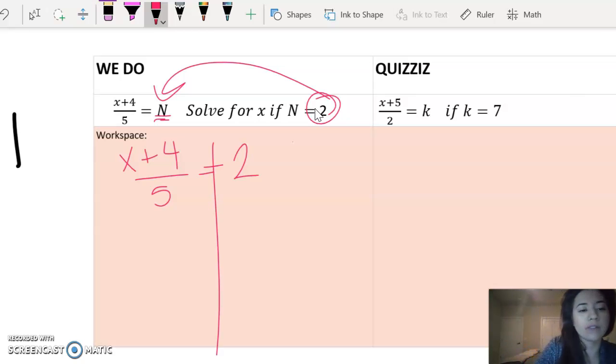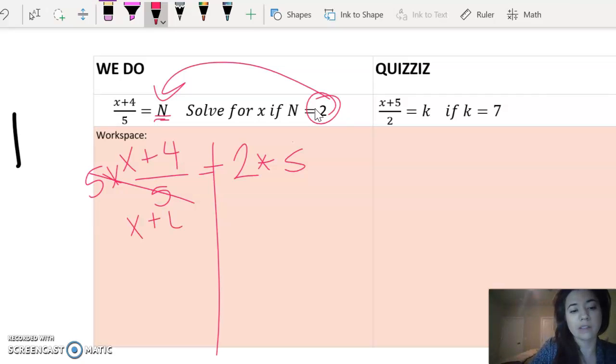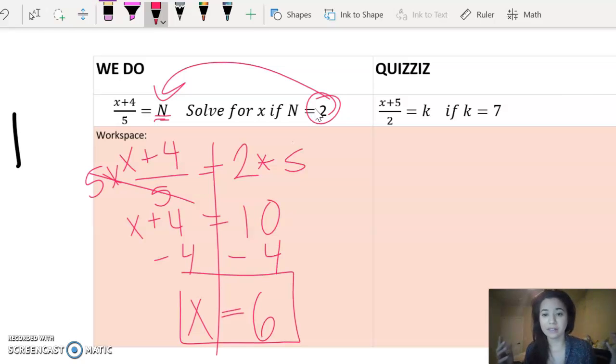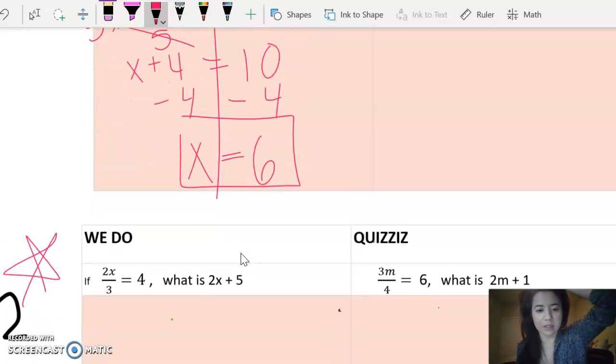As always, get rid of that denominator first. Always get rid of division first by multiplying by 5. Those cancel because dividing by 5 and multiplying are opposites, and we get x plus 4 equals 10. We have x plus 4, the opposite of adding 4 is to subtract 4 from both sides. So we then end up with x equals 6. And we are done. All right, let's keep on rolling. We'll head to the next one.